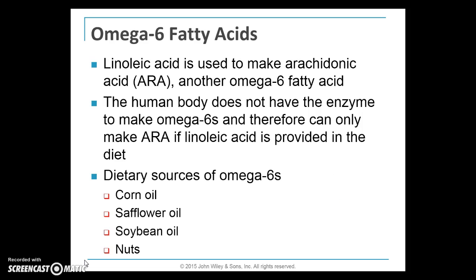So let's talk about omega-6 fatty acids. They're used to make ARA, arachidonic acid, another omega-6 fatty acid. Our bodies, the humans, don't have the enzyme to make omega-6s, and therefore can only make ARA if linoleic acid is provided in the diet. And we get that from corn oil, safflower oil, soybean oil, and nuts. Corn, safflower, and soybean oil are in most of our foods, so we typically get more omega-6 than we need.